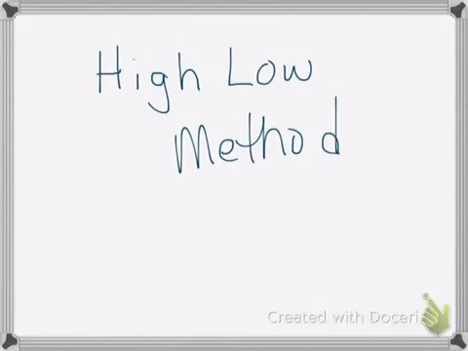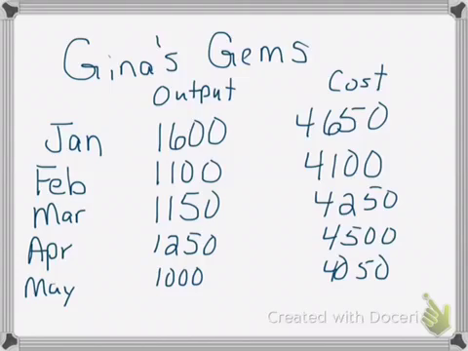Today we're going to look at the high-low method. This is a way that we can look at mixed cost and divide it into the variable cost and the fixed cost. We are going to start out with a problem that you have on your worksheet, and the problem states that Gina's gyms accumulated the following production and overhead cost data for the past 5 months.